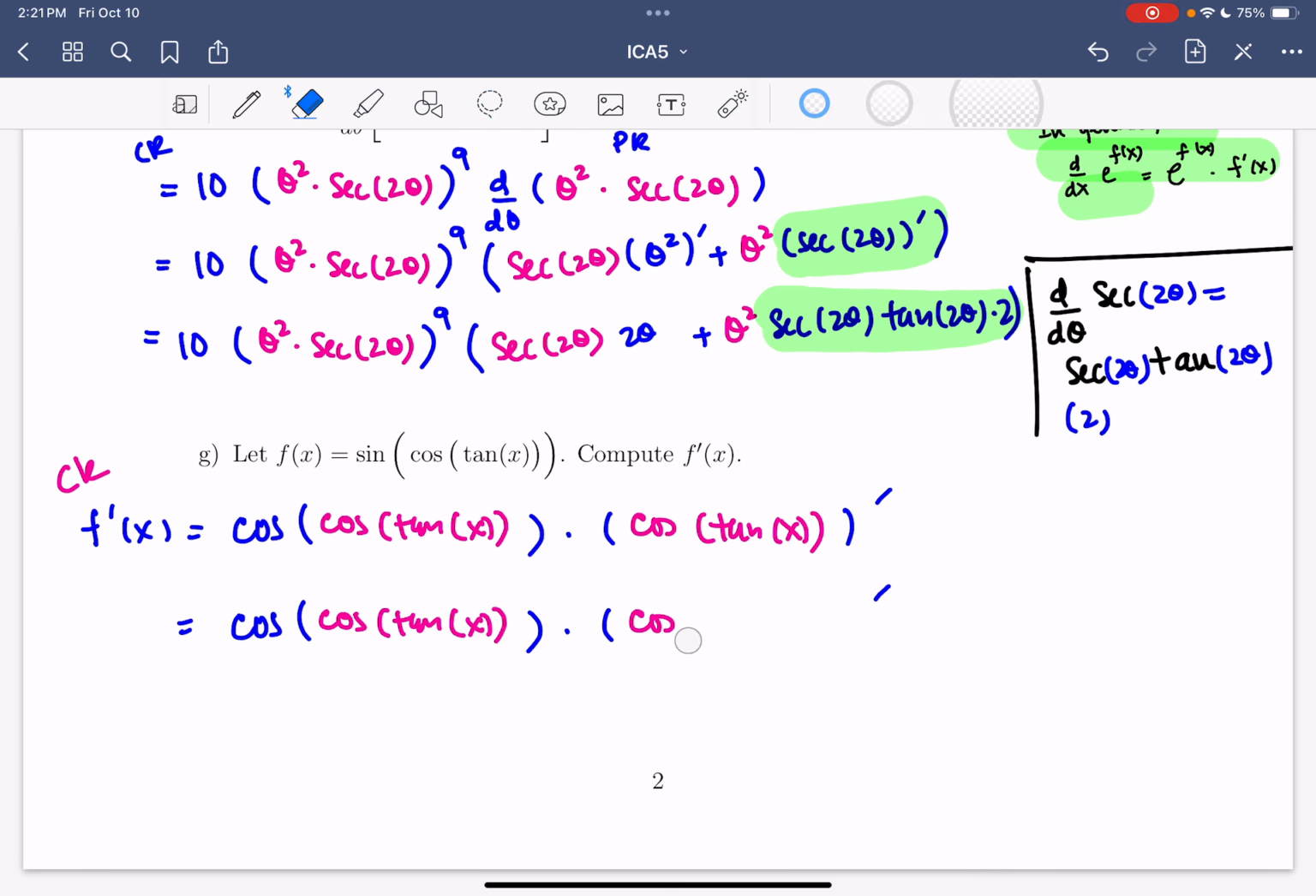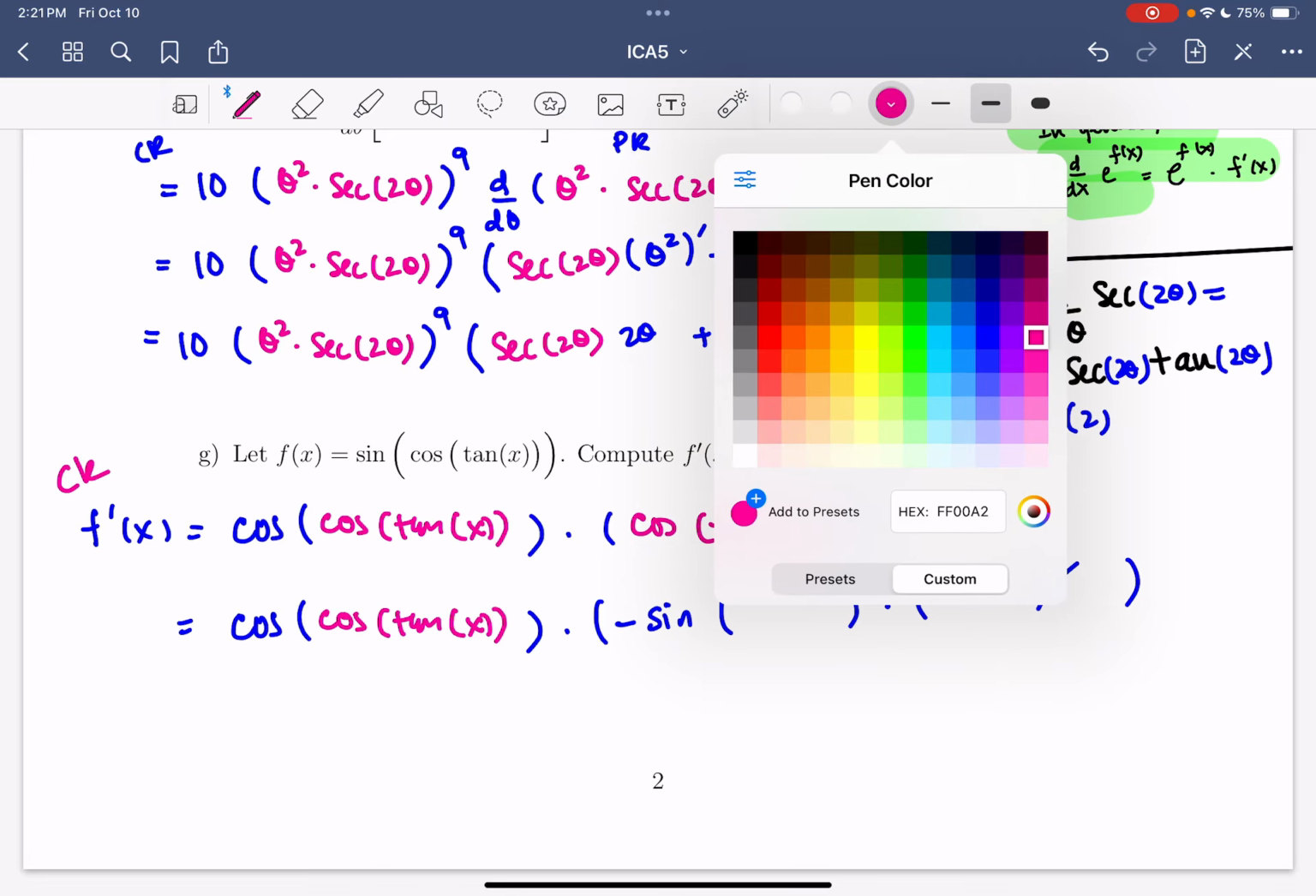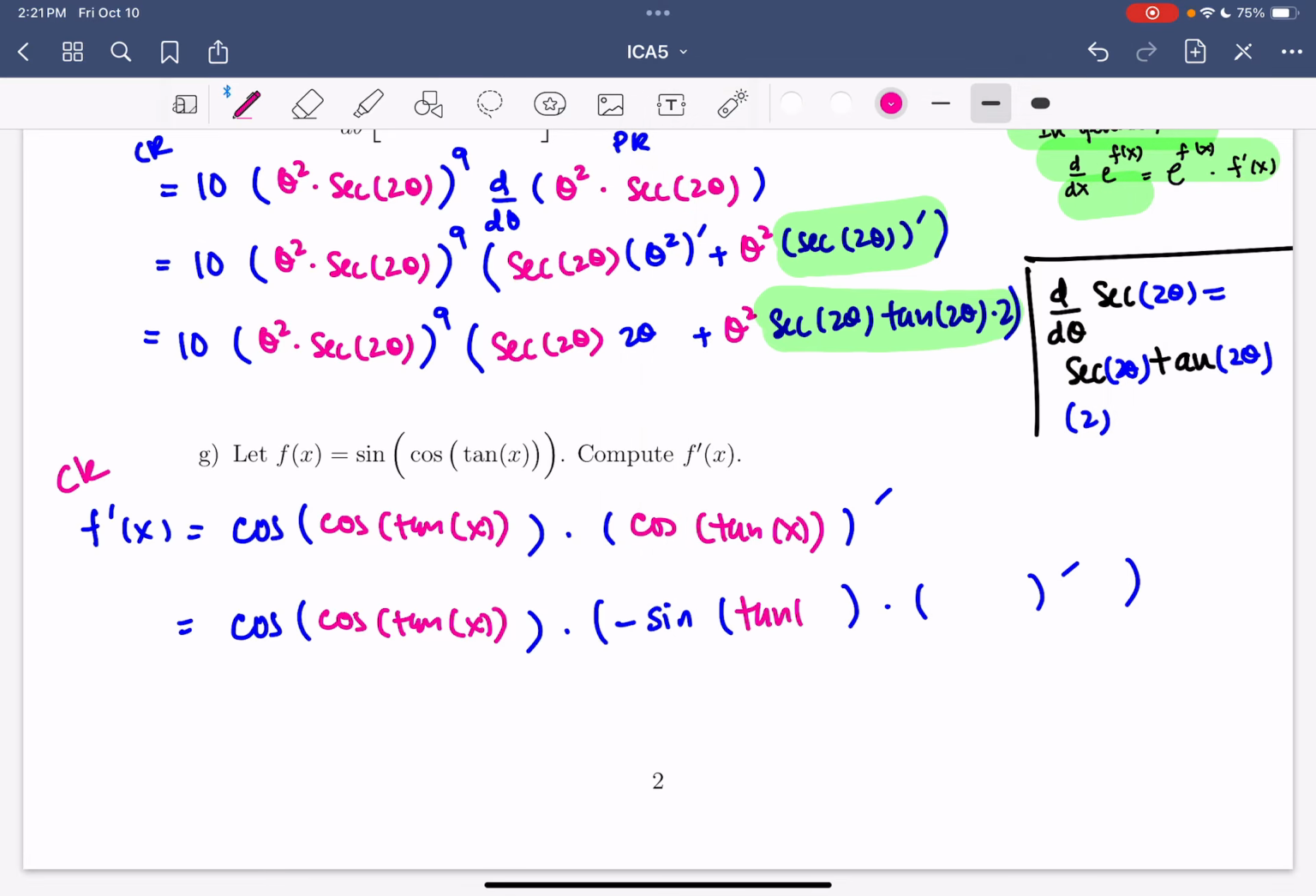Now the derivative of cosine tangent, well, I look at it, I see a function, right? I see tangent inside cosine, I use the chain rule. Derivative of cosine, leave tangent alone, come back and multiply by the derivative of tangent. Derivative of tangent is secant squared. Derivative of cosine is negative sine. So this is negative sine, leave the inner function alone, come back and multiply by the derivative of the baby function. That baby function is tangent of x.